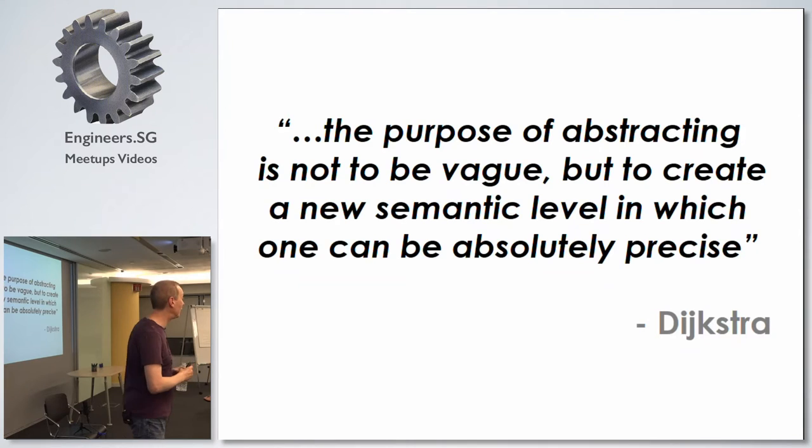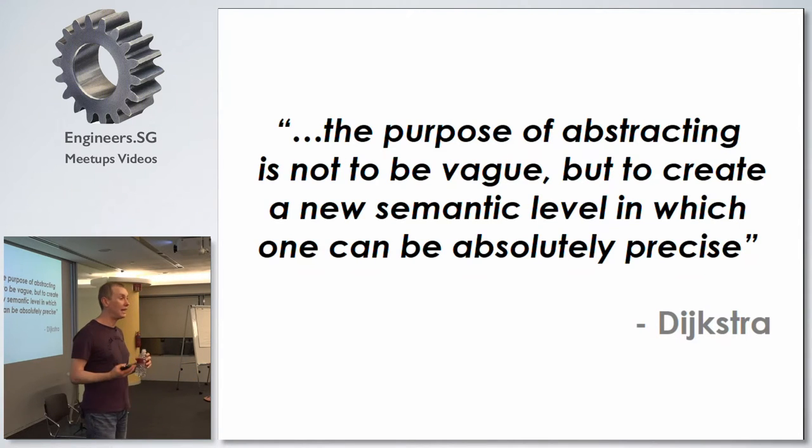I much prefer this description. One of our Turing Award winners said this in 1972, to go back that far. Dijkstra says the purpose of abstracting is not to be vague, but to create a new semantic level in which one can be absolutely precise. That's not leaky abstractions. That's making something very clear, making the rules very simple for what's going on. So this aids understanding.